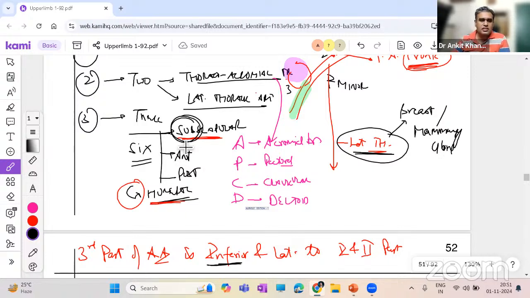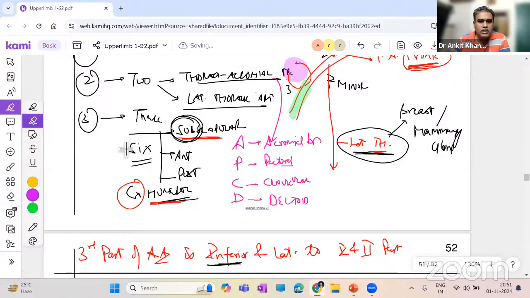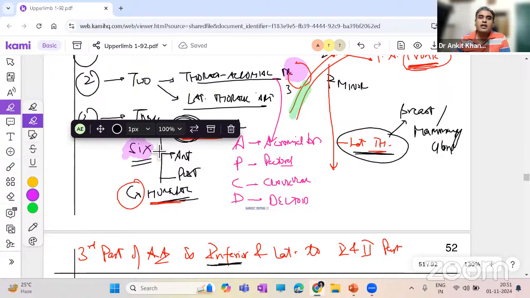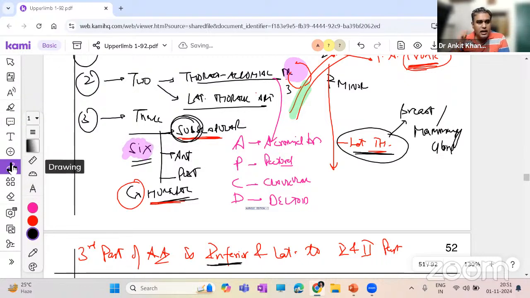And then you have the anterior and posterior circumflex humeral branches. These are the total 6 branches. How many branches? Total 6 branches of the axillary artery. One branch from the first part, 2 branches from the second part, and 3 branches from the third part.